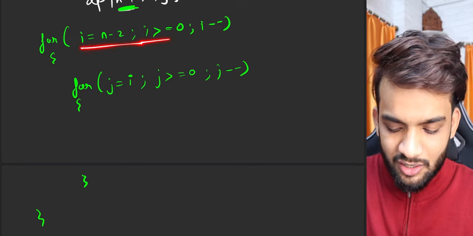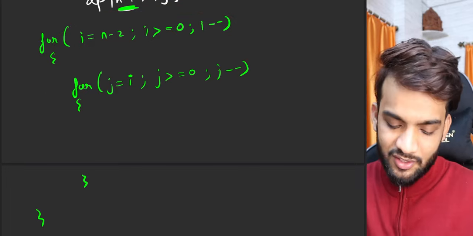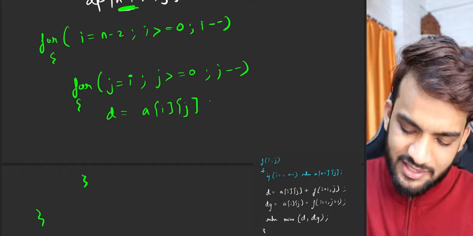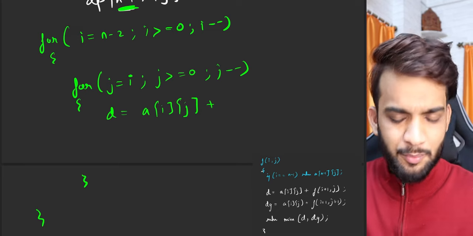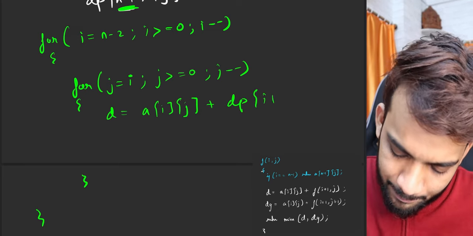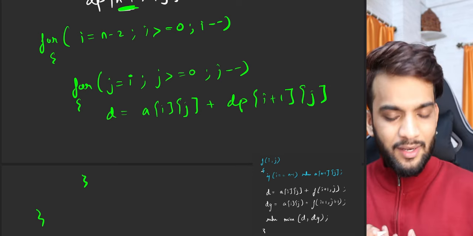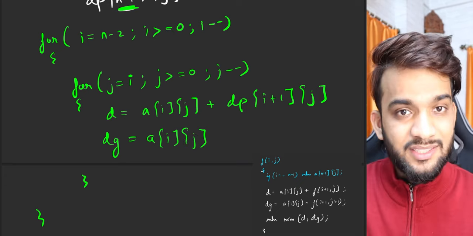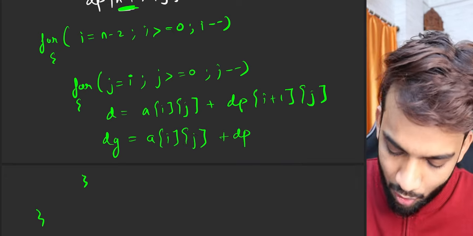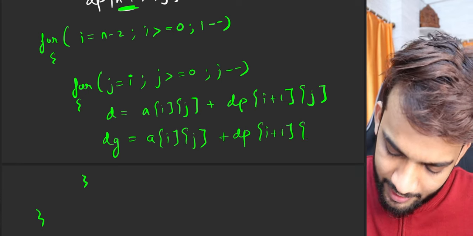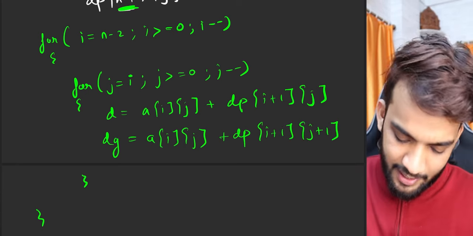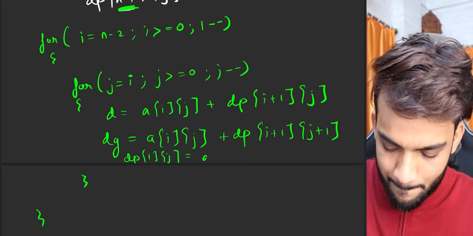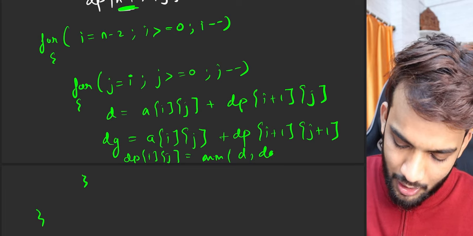For every i, you write the particular j. That's it. And after that, copy paste the recurrence. What is the recurrence? A of i j plus f of i plus 1 j. That was the recurrence relationship, right? So you write dp of i plus 1 j. What's the other one? You wrote dg equal to a of i j plus dp of i plus 1 and j plus 1. Perfect. And then you wrote dp of i j equal to minimum of d comma dg.